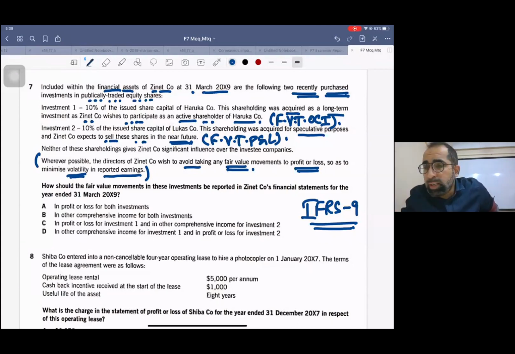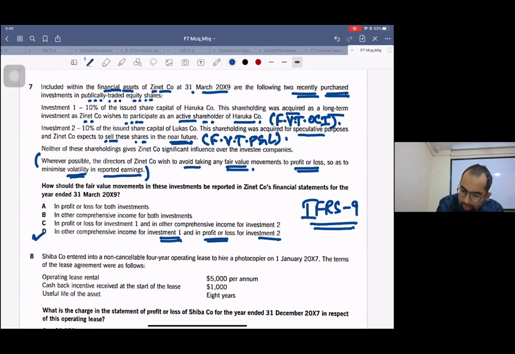So definitely for investment two, they have no option other than fair value through PNL. So the answer is D. For investment one, other comprehensive income; investment two, profit and loss. The question asks how the fair value movements in these investments should be reported in Zenith company's financial statements. So the correct answer is D. Many students told me this answer before because this is very easy, you can easily pick it up.